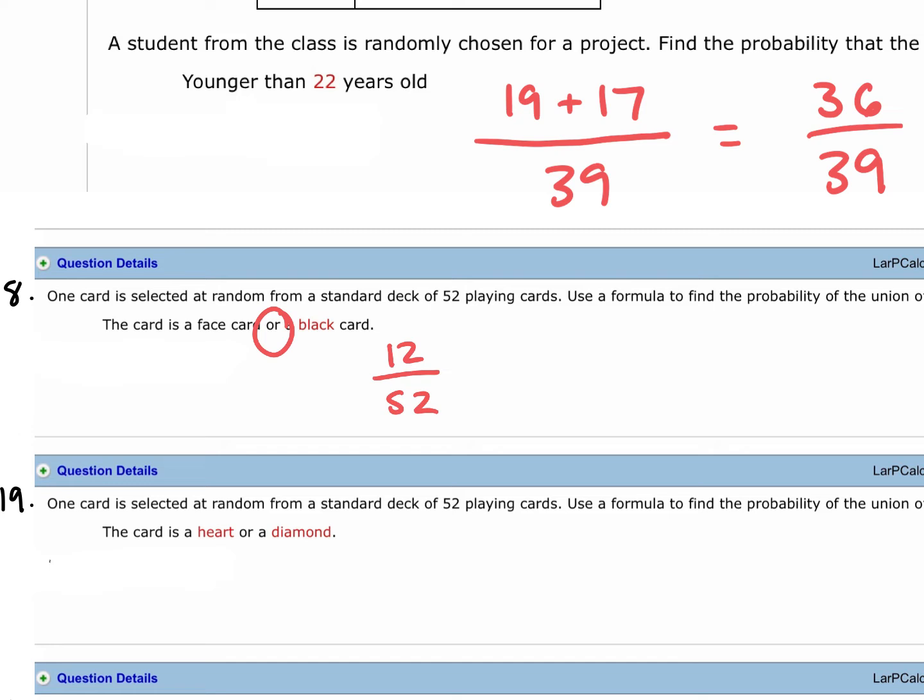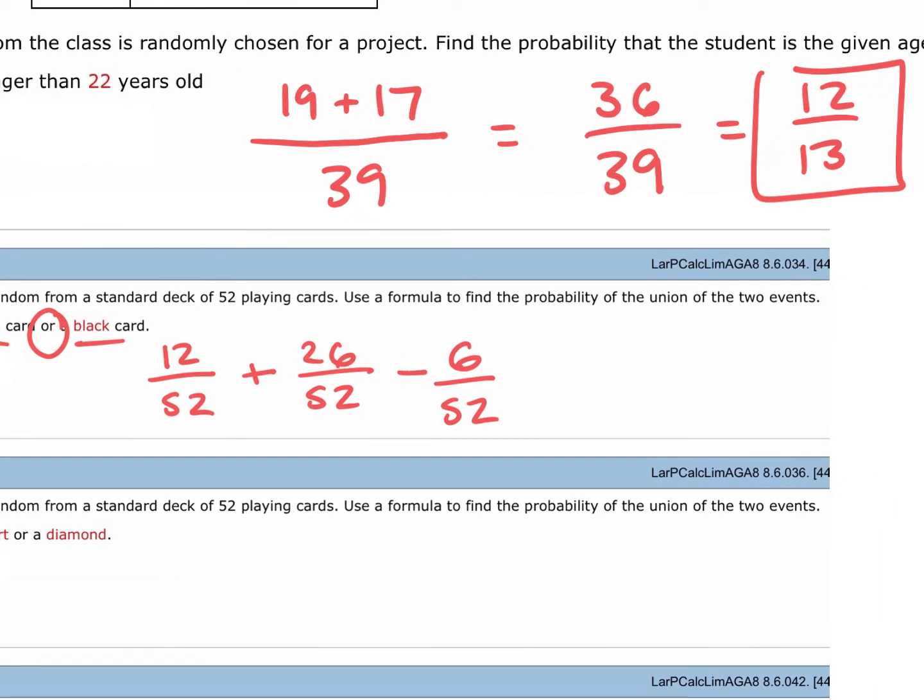It says or, so that means what? Add. And then how many black cards do I have? 26 out of 52. Are there any face cards that are black cards? How many? So I have to subtract those 6 overlapping ones, because there's 6 cards that get counted twice here because they're face cards and black cards. So anything that overlaps, you have to subtract that.